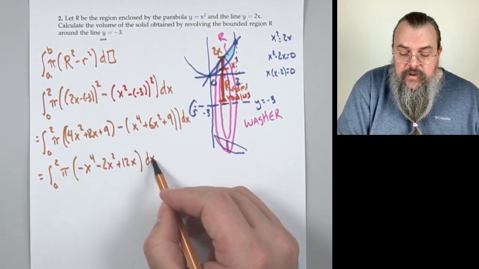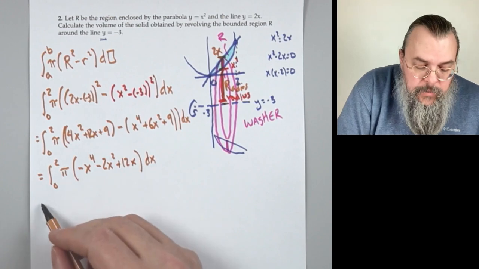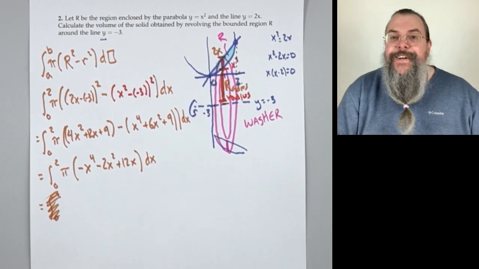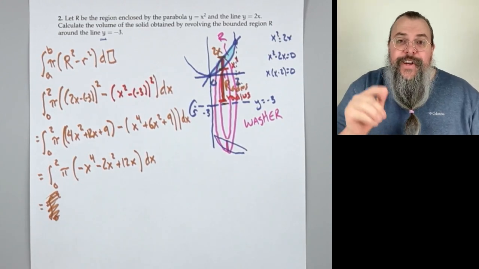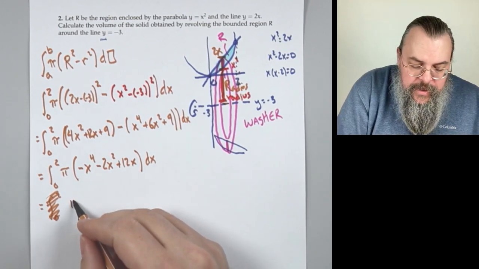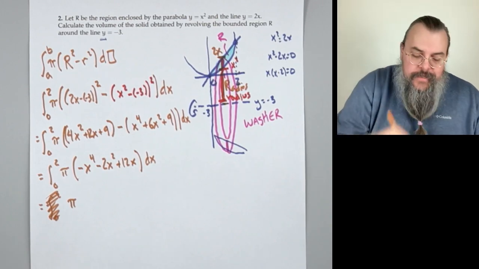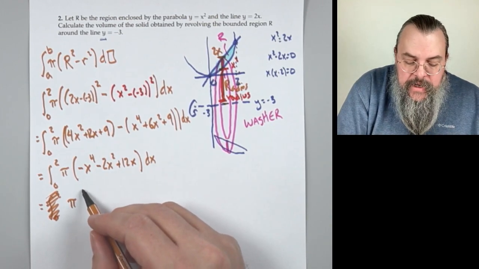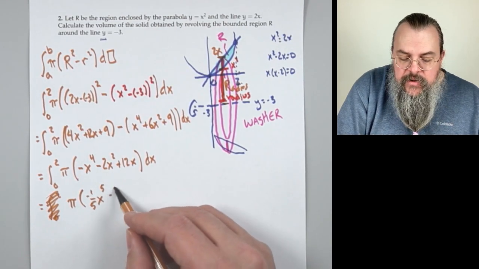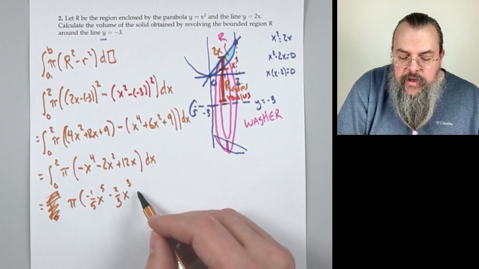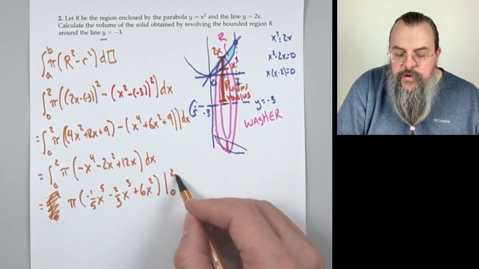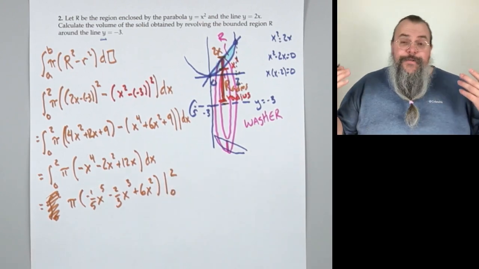All right, so that's our integral. Well, we carry out this integral, 0 to 2. We're integrating. We don't need our integral sign, right? Once we've integrated, the integral sign goes away. That's one of those things where if you include it, people are like, I've got to take off a point here. All right, pi, and we're going to have minus 1/5 x to the fifth, minus 2/3 x to the third, plus 6x squared. Evaluate 0 to 2.